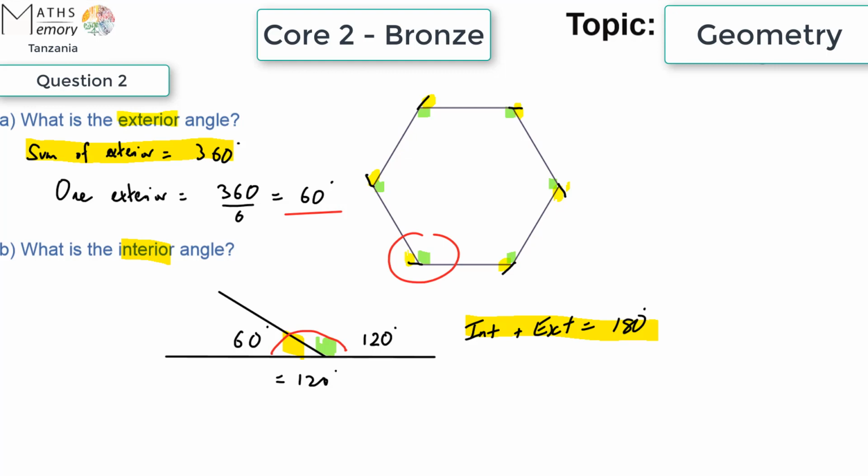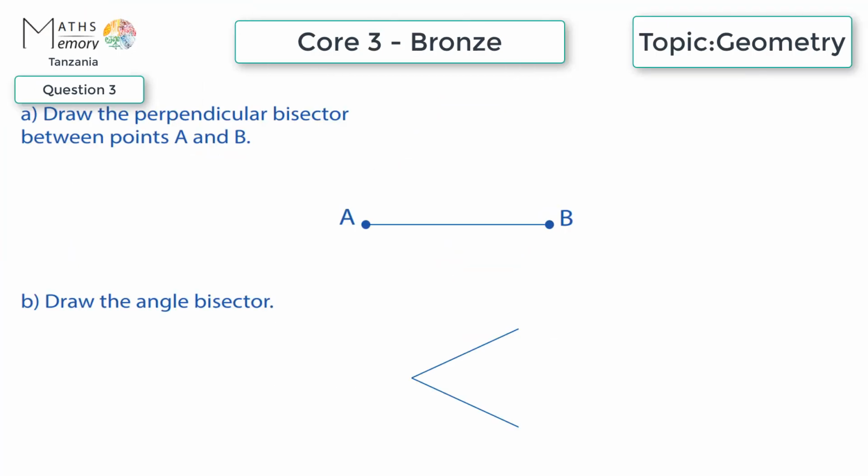Okay, so look back at this and make notes on this. Let's try to answer parts A and B, find the perpendicular bisector and the angle bisector of these two parts. Press play when you're ready.